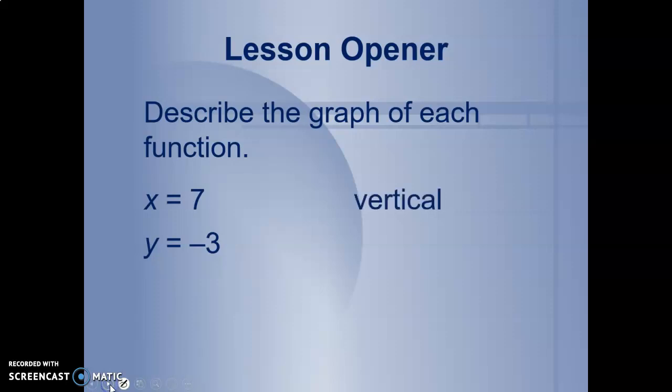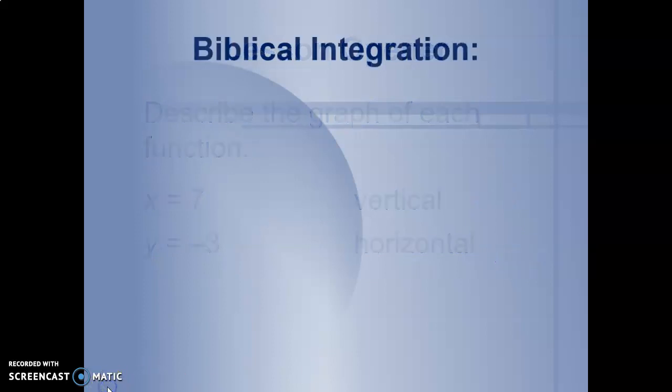x equals 7 is a vertical line, and y equals negative 3 is a horizontal line. x equals 7 is a vertical line through x equals 7 on the Cartesian plane, and y equals negative 3 is a horizontal line that goes through negative 3 on the y-axis here. That's a quick sketch of what those two would look like.